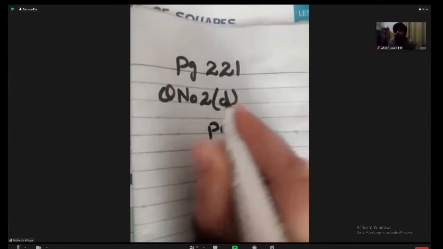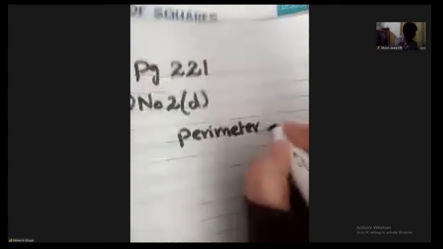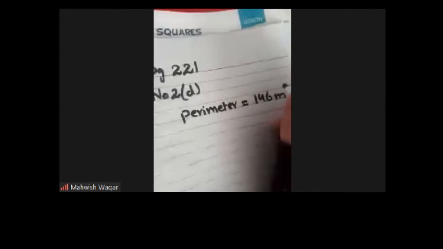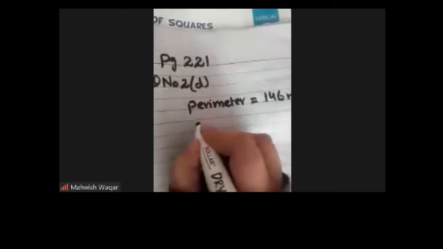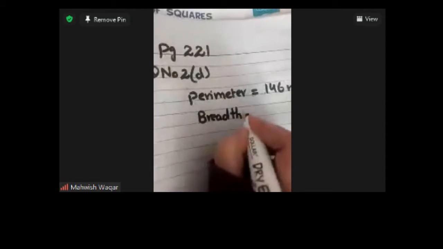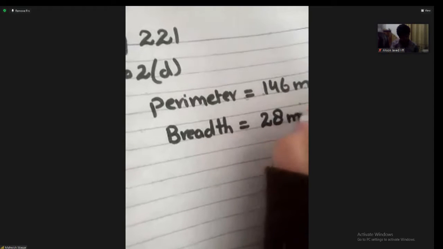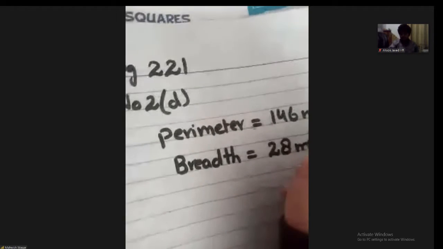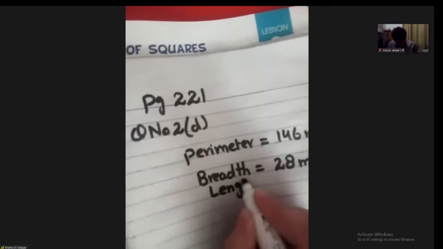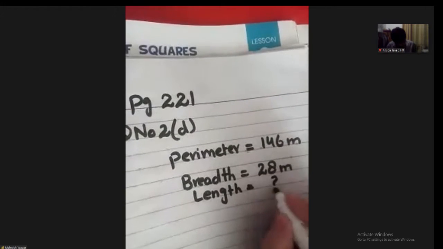Write with me, grade 4. Perimeter is given, that is equals to 146 meter. Breadth is given, 28 meter. Length is given, that is equals to question mark. We have to find length.